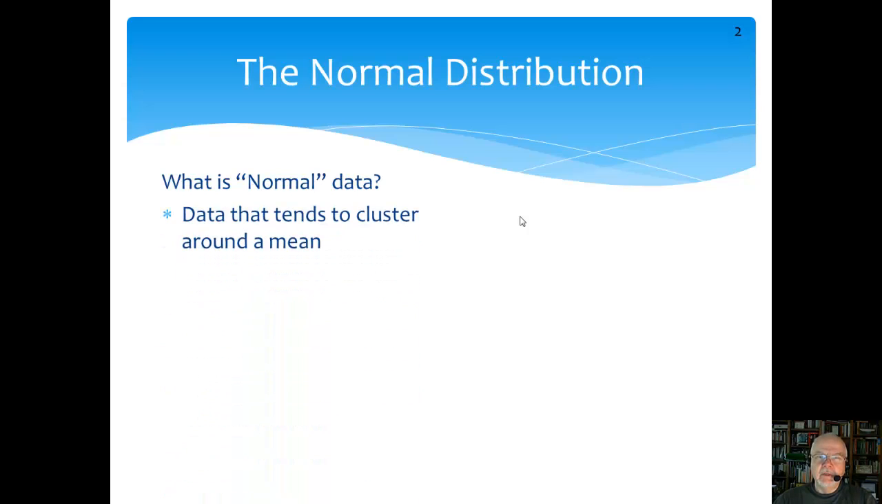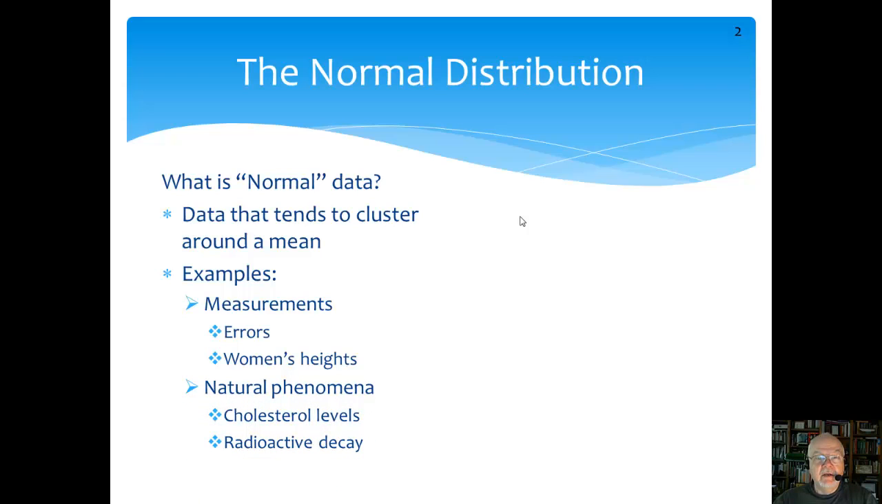But normal data is data that tends to cluster around a mean, that tends to stay pretty close to an average. And a couple of examples. Measurement errors are a good example. In fact, one of the first uses of the normal distribution was to calculate the distribution of measurement errors of astronomical observations. But it fits many different kinds of measurements. Measurements of women's heights, measurements of men's shoe sizes, things like that.